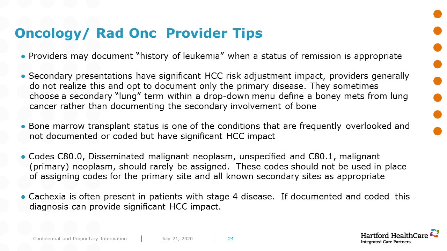Codes C80.0, disseminated malignant neoplasm or unspecified, and C80.1, malignant neoplasm, should rarely be assigned. These codes should be used in place of assigning codes for the primary site and all known secondary sites as appropriate. Cachexia, very important, is often present in patients with stage 4. If documented and coded, this diagnosis can prove significant HCC impact. Really works with the protein calorie malnutrition. A patient who's cachexic is very important to document, and of course choose the appropriate code that reflects that documentation.